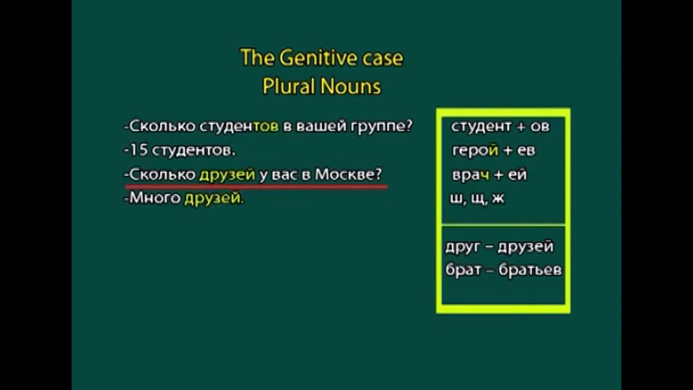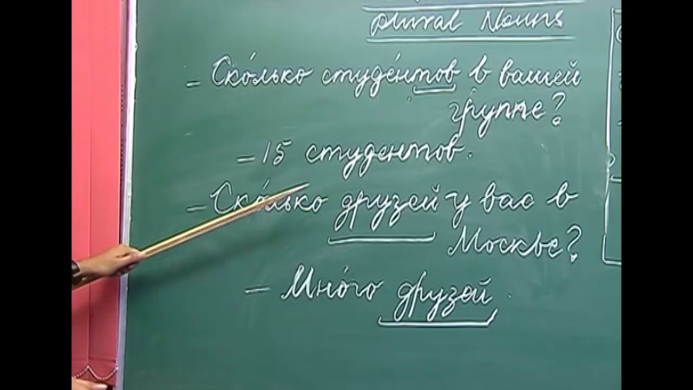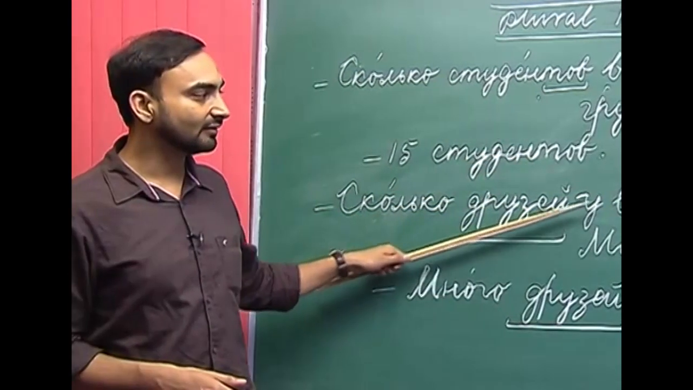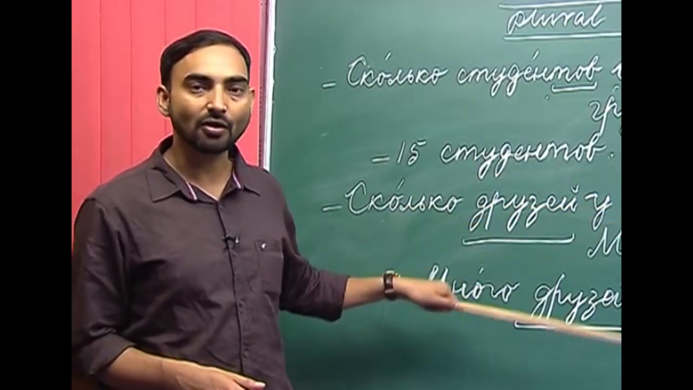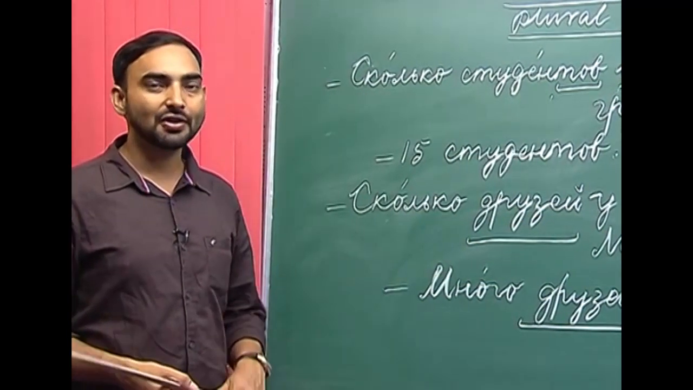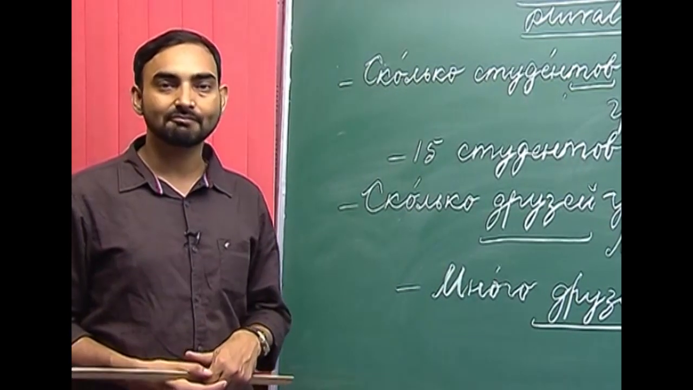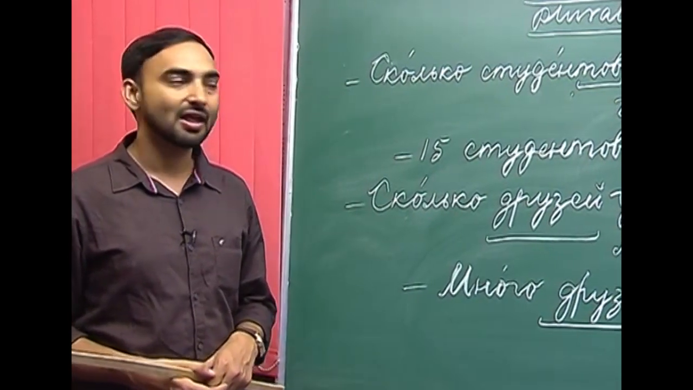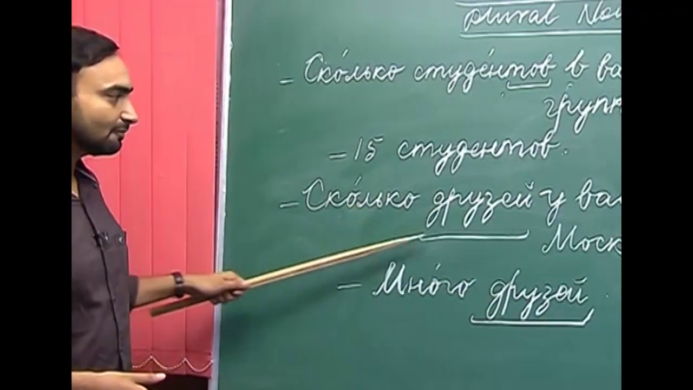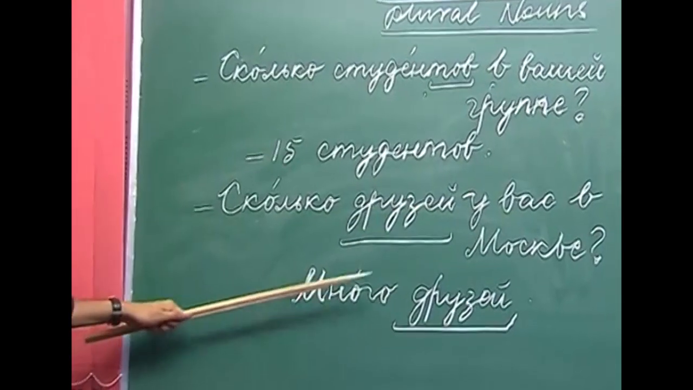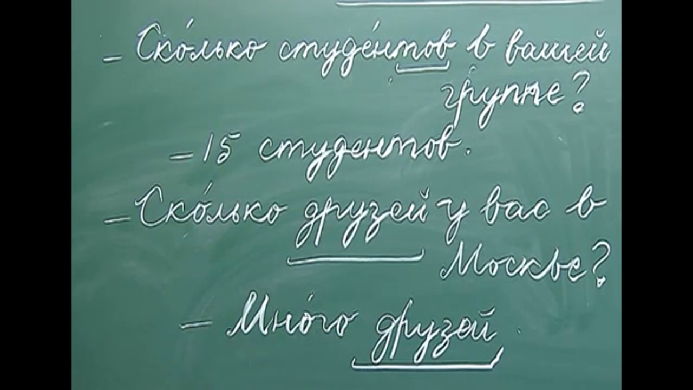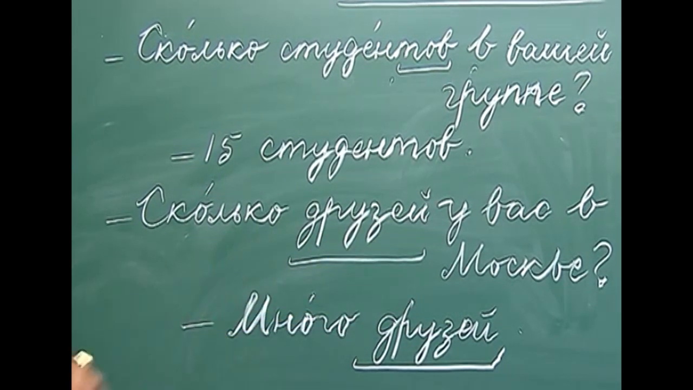Skolka druziei u vas Moskve? So, how many friends are there or how many friends do you have in Moscow? So, again, either you can use a cardinal number or you can use the words mnoga, mala, neskalka, and with all these words, we use the genitive plural. So, Moskve u menya mnoga druziei. There are many friends I have in Moscow.